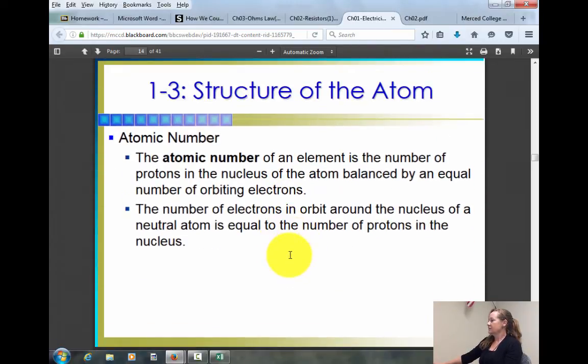All right. The atomic number of an element is the number of protons in the nucleus of the atom, balanced by an equal number of orbiting electrons. And the number of electrons in orbit around the nucleus of a neutral atom is equal to the number of protons in the nucleus.